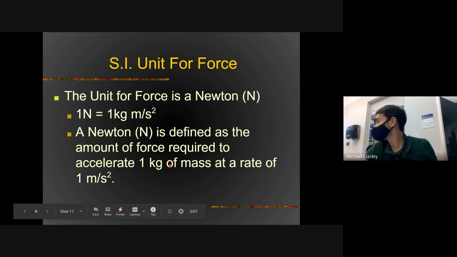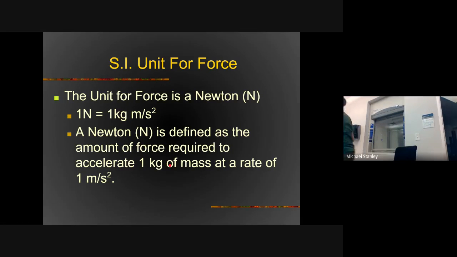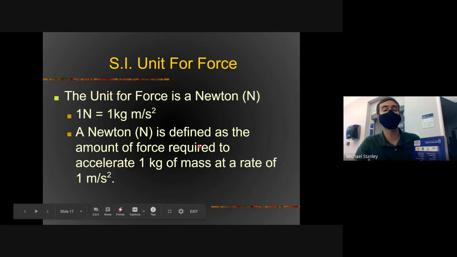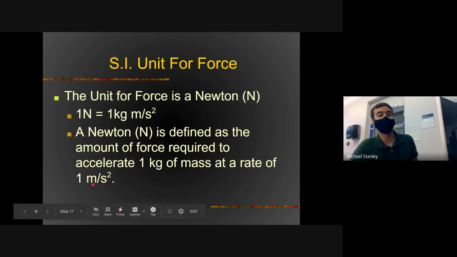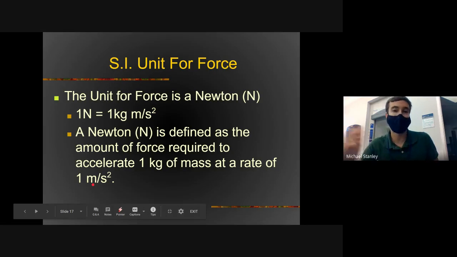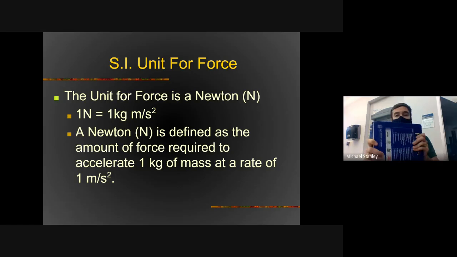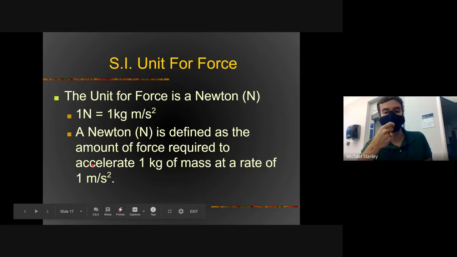So a much easier way to think about this is that if you have a 1 kilogram object, something about the weight of this textbook, let's say. This physics textbook probably weighs about 1 kilogram, if I had to guess. So if I put in enough force on this textbook to accelerate it at a rate of 1 meter per second squared, so every second this book was going 1 meter per second faster, I would be putting in exactly 1 Newton of force in order to do that.